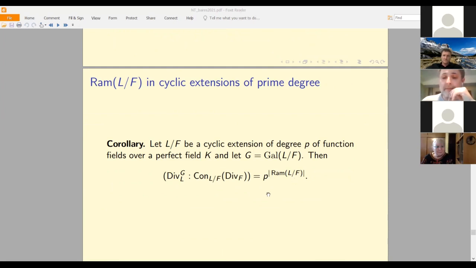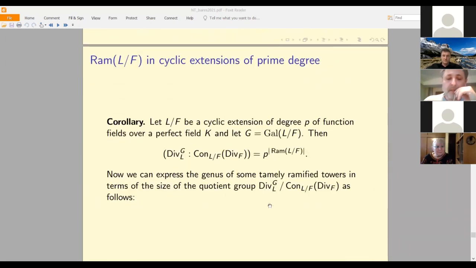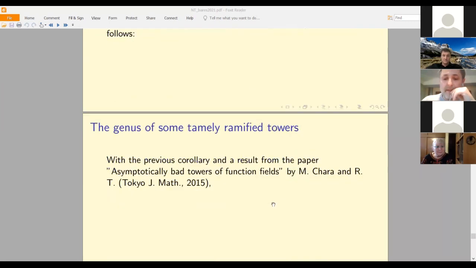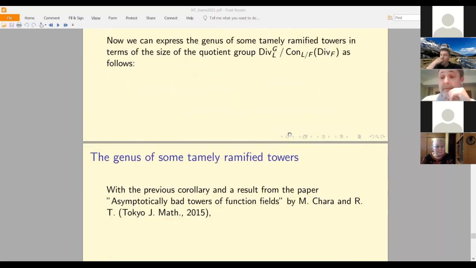Using a result from a previous paper with Maria Chara about asymptotically good towers of function fields in 2015, we have a formula for the genus of some totally ramified towers. In the case of a cyclic extension of degree P, we can use this equality here to give a new expression for the genus of a totally ramified tower, where each extension is a cyclic extension of prime degree P.